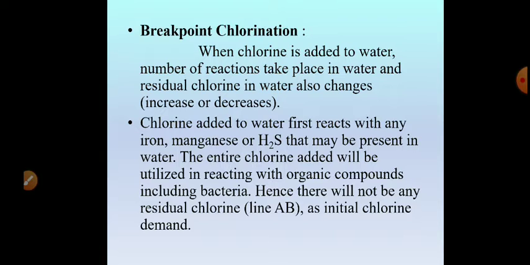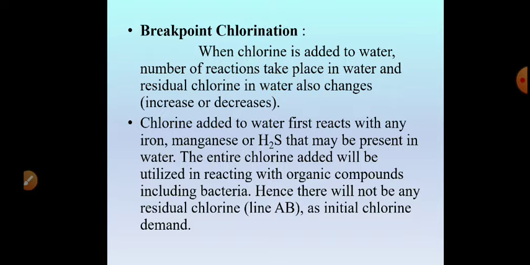Okay. Now, what reactions take place? Chlorine which is added to water first reacts with metal ions like iron and manganese, or it reacts with H2S that may be present in water. It reacts with iron to form iron compounds. Initially, in the beginning, the entire chlorine added will be utilized in reacting with organic compounds, including bacteria. So chlorine will first react with metal ions like iron, manganese, H2S and all, and then again be utilized in reacting with organic compounds and also to kill bacteria.